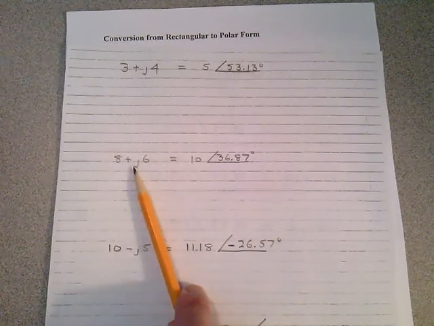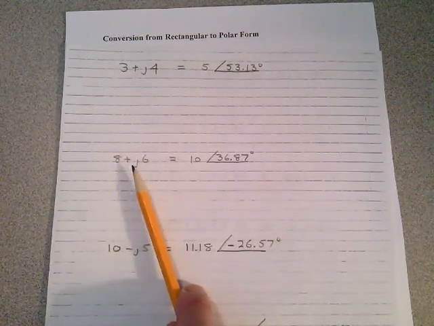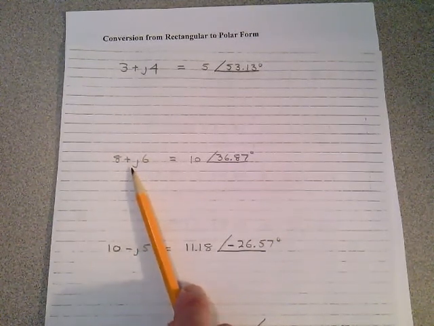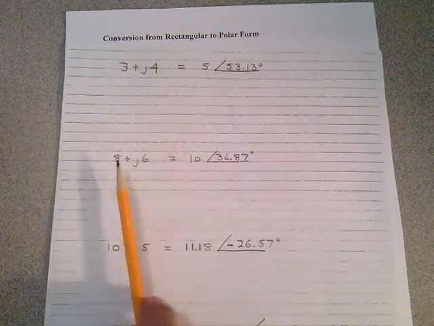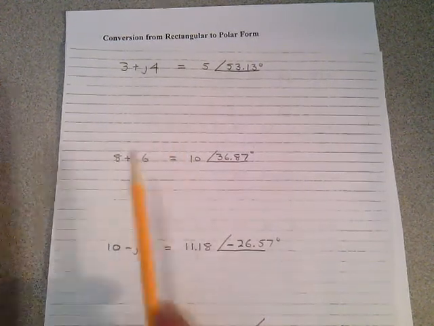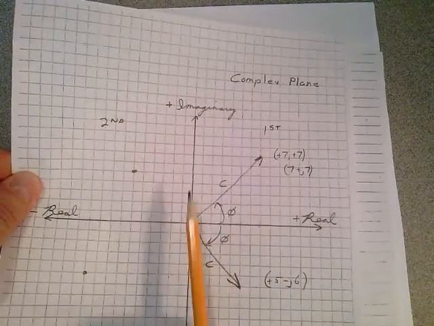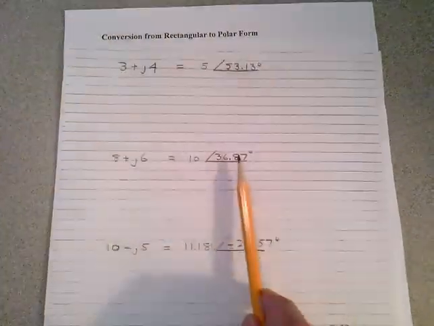Same thing. That's going to be an angle in the first quadrant. So when you get your 36.87 degrees, you know it's a positive real, positive imaginary. It puts it in the first quadrant. They're pretty easy. What about this one down here?